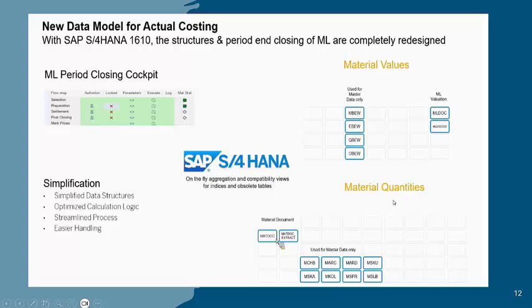Similarly, all of these tables have been removed and simplified. MATDoc and MATDoc extract and all of these. So on the fly aggregation and compatibility views for indices and absolute tables. Simplified data structures, optimized calculation logic, streamlined process, easier handling. That's the beauty of actual costing in S4HANA since 1610.